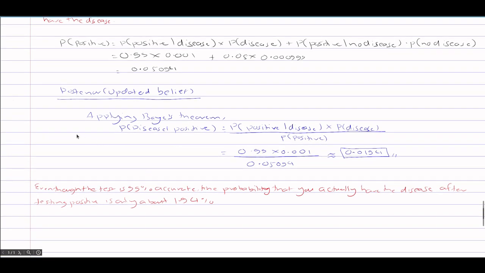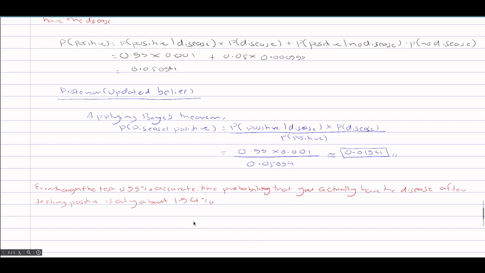Now that we have all the pieces to apply Bayes theorem, our formula is P of disease given positive test equals P of positive test given disease multiplied by P of disease, all divided by P of positive test. Let's plug in our numbers. P of disease given positive test equals 0.99 multiplied by 0.001, all divided by 0.05094. This simplifies to 0.00099 divided by 0.05094, which is approximately 0.0194.